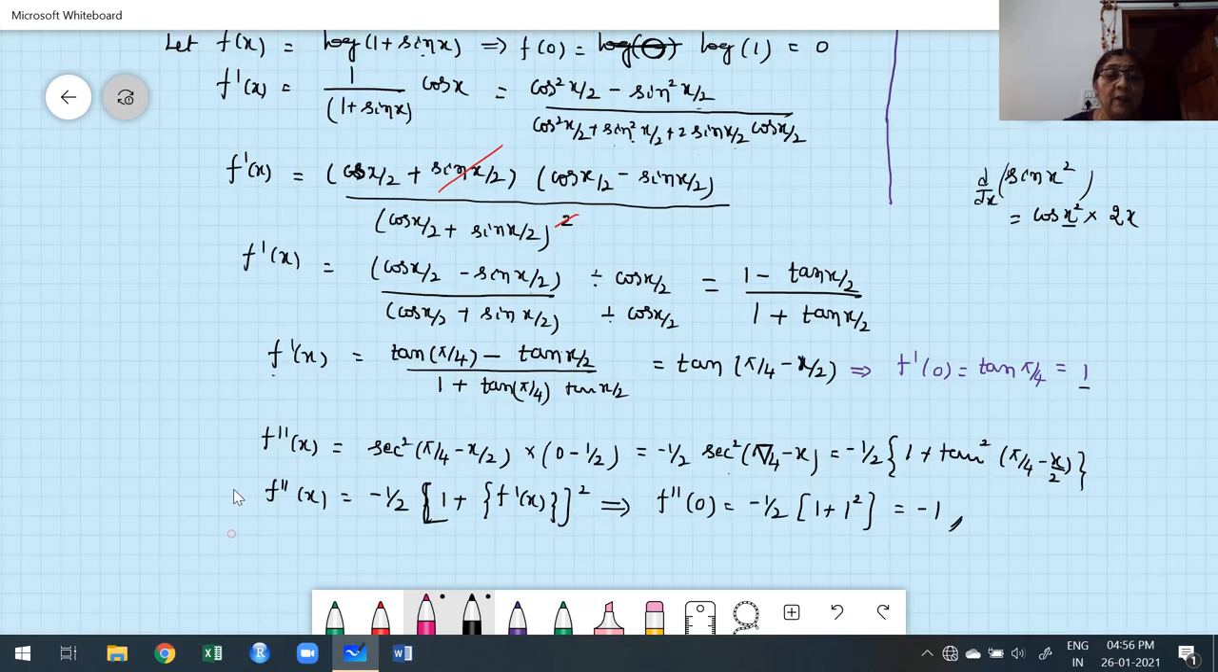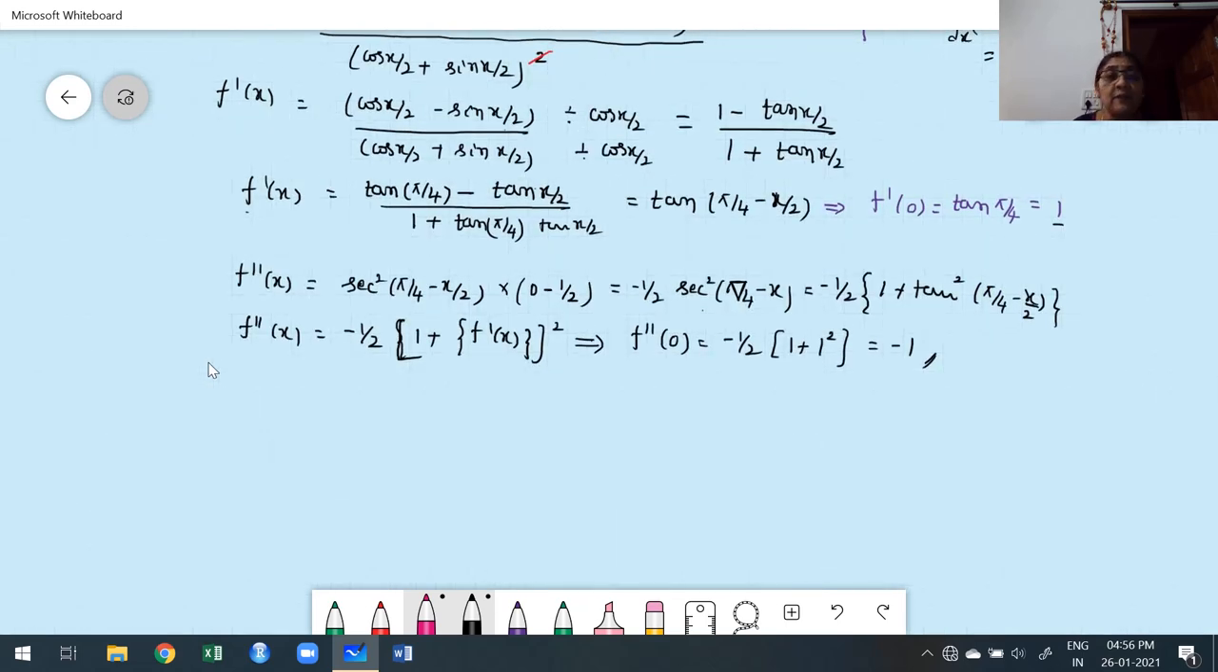I move to the next derivative. From this, we have to find out the third derivative, from f double dash of x. Minus half is a constant, and the derivative of 1 is 0. What is the derivative of f dash of x whole square? 2 times f dash of x into the derivative of f dash of x, which is f double dash of x.